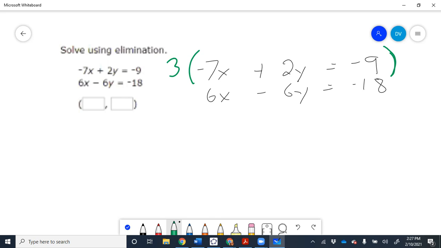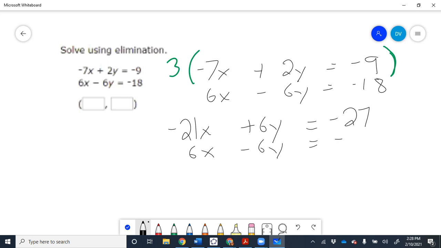Now, most of what we're going to do is just a lot of writing, or simple multiplying. We'll multiply 3 times the -7x. We'll multiply 3 here, and we'll multiply 3 there. You don't need those lines. What's 3 times -7x? -21x, isn't it? 3 times positive 2y is positive 6y, and 3 times -9 is -27. Since we already have the -6 where we want it on the second equation, we're just going to write it again. 6x minus 6y is equal to -18.